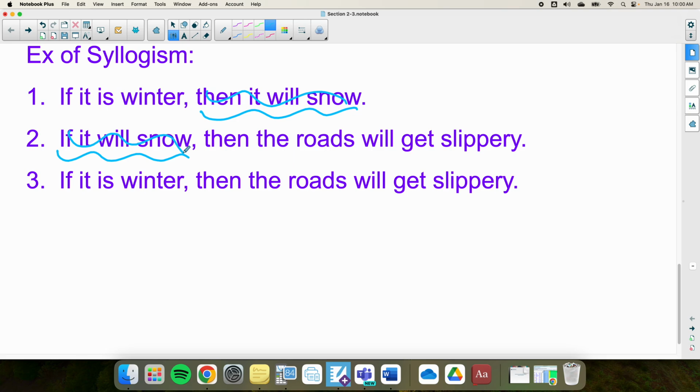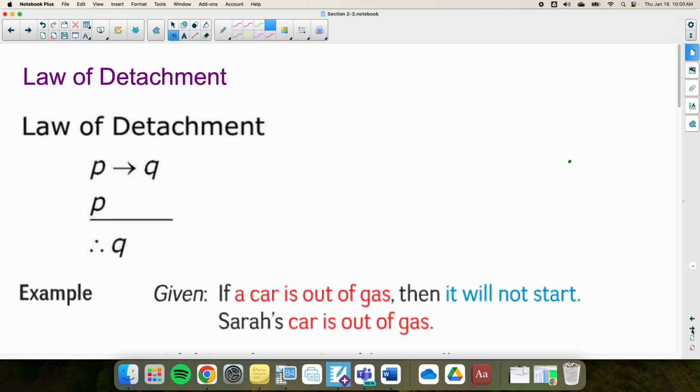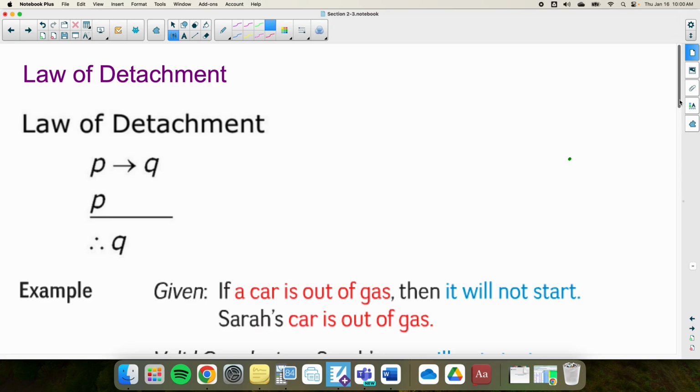Okay. So now if we go here, we're gonna just talk about Law of Detachment for a second. So with Law of Detachment, again, you have one if-then statement, two partial statements. The second statement has to refer back to the beginning. The last statement has to refer back to the end, okay?